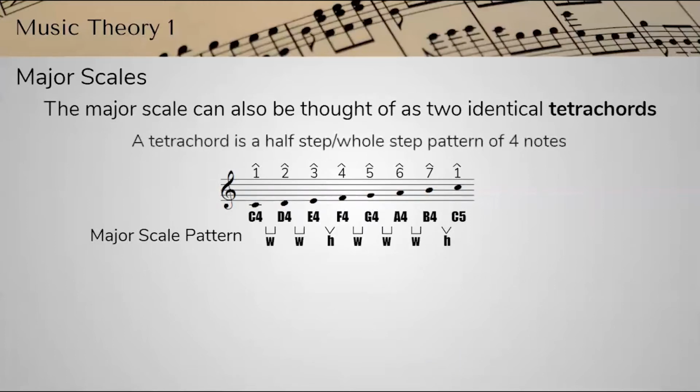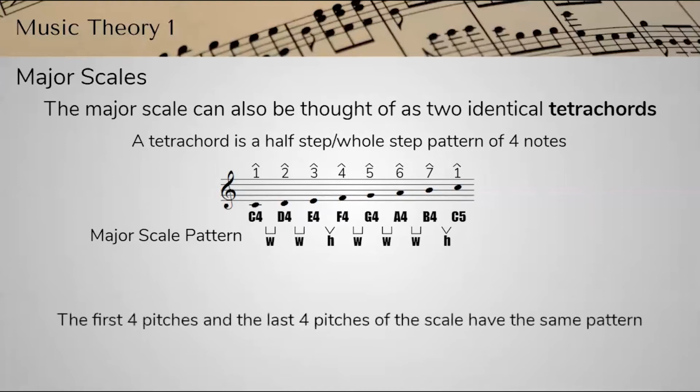Okay, and a tetrachord is just a half-step, whole-step pattern of 4 notes. So the word tetra, like the game Tetris, means 4, because in the game of Tetris, all those shapes are made up of 4 blocks. That's the same root word. So this just means a pattern of 4 notes. A tetrachord is just a pattern of 4 notes.